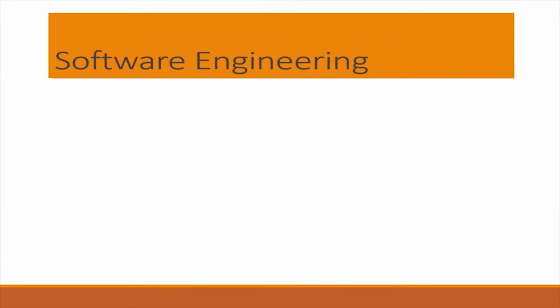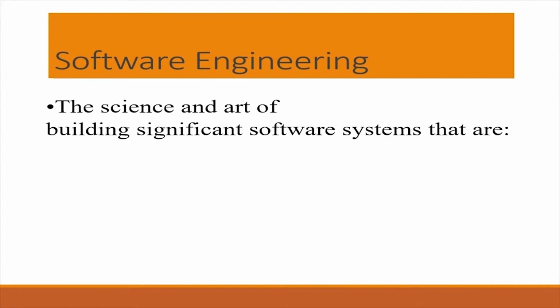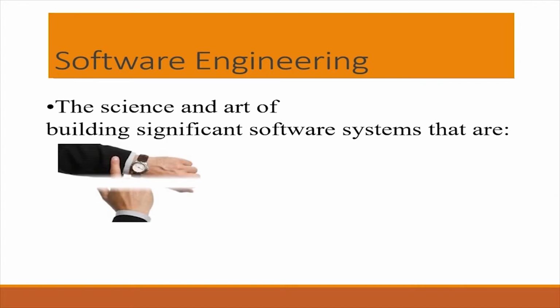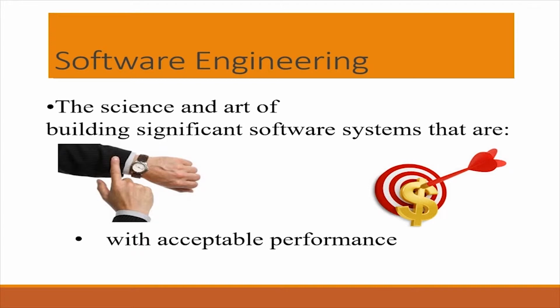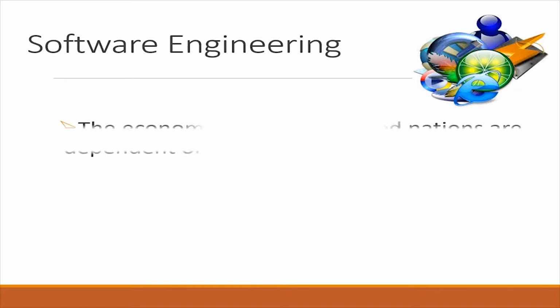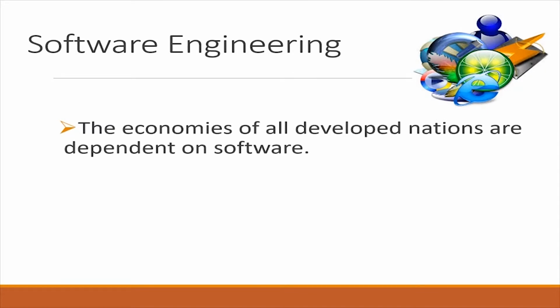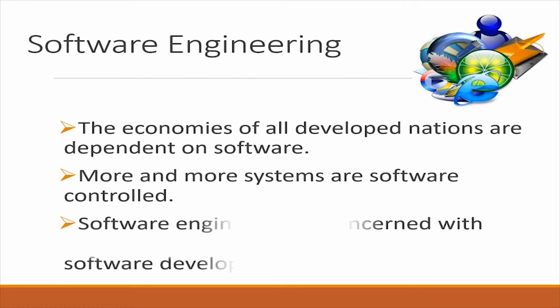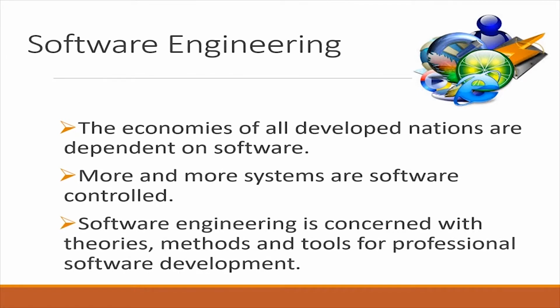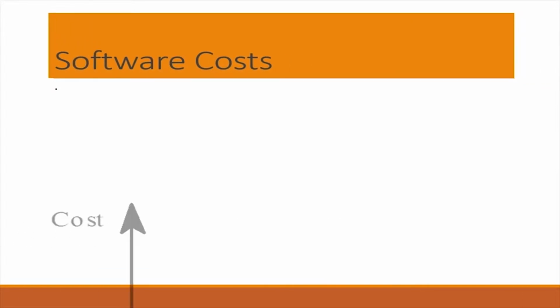Software engineering is the science and the art of building system software that is, number 1, on time, number 2, within budget, number 3, with an acceptable performance, and number 4, correct operation. The economies of all developed nations are dependent on software. More and more systems are software controlled. Software engineering is concerned with theories, methods, and tools for professional software development in the most cost-effective way possible.